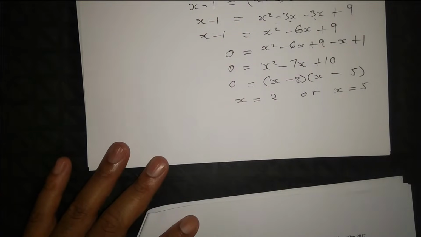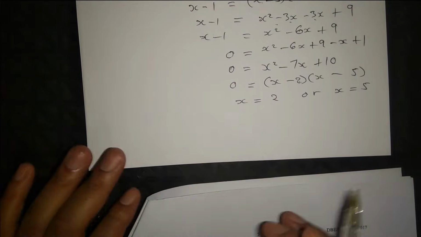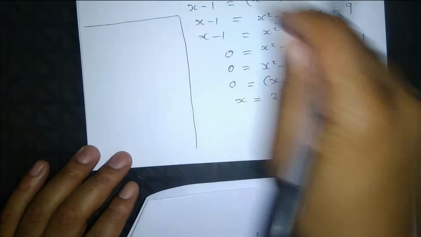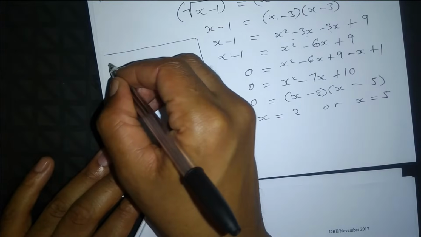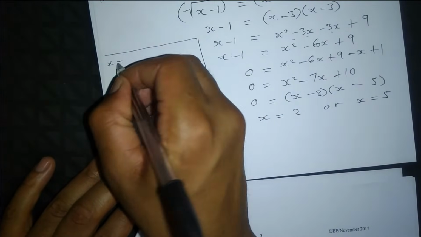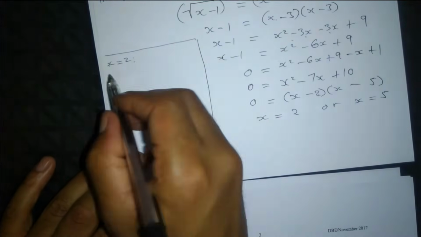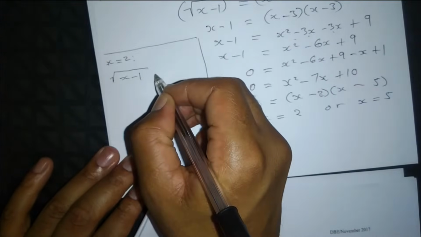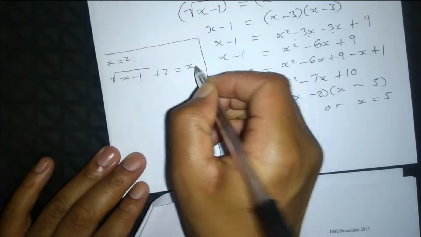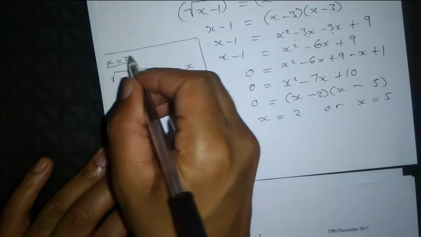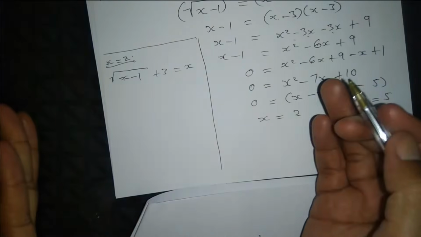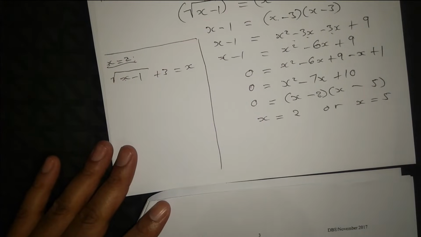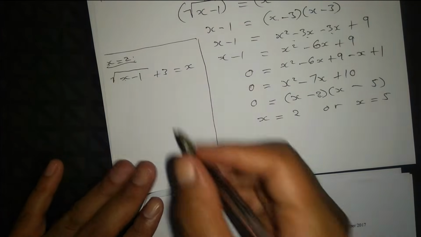But then you must test your solutions, you must test the solutions in a surd equation. So let's test x equal to 2. This is the original equation, √(x − 1) + 3 = x. How do you test your solutions? You substitute x, then your equation must balance. If it doesn't balance, it means that the answer you found is not a solution for this equation.